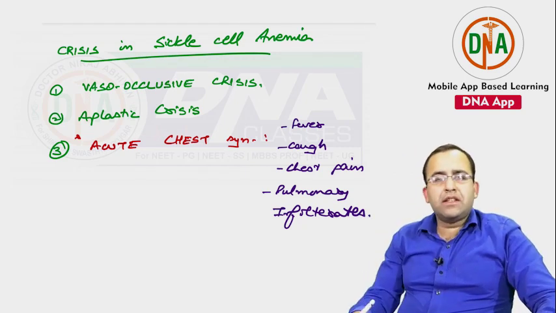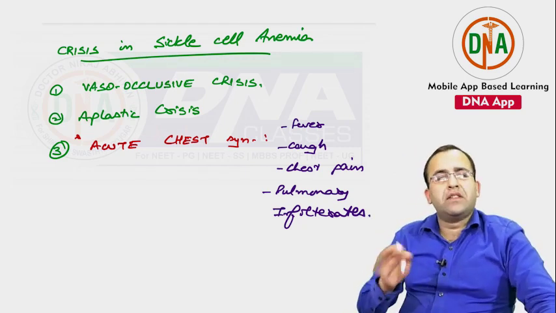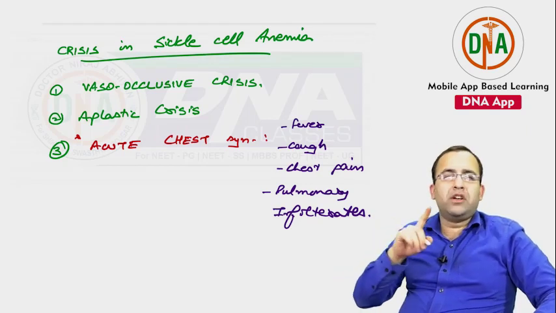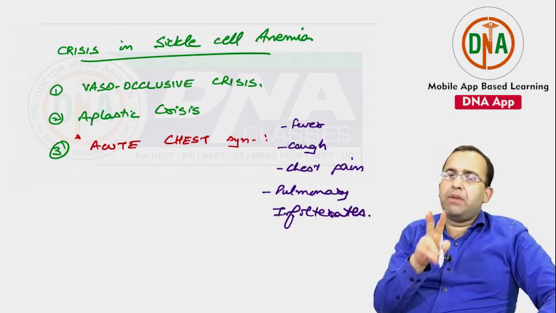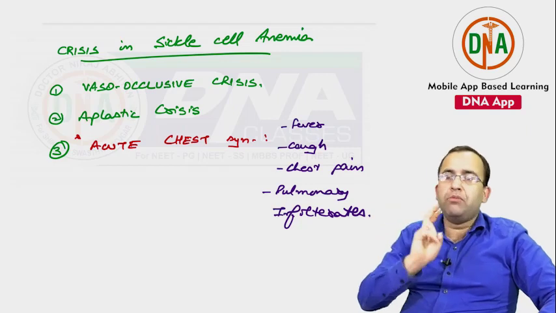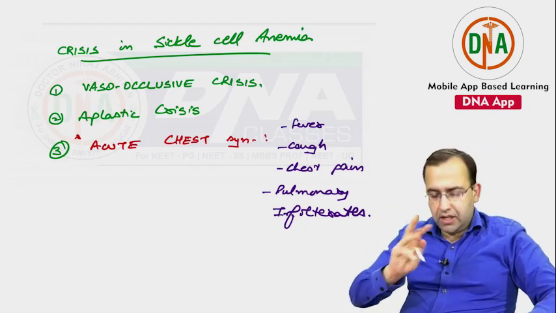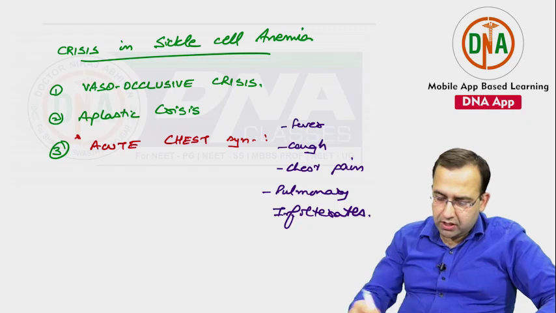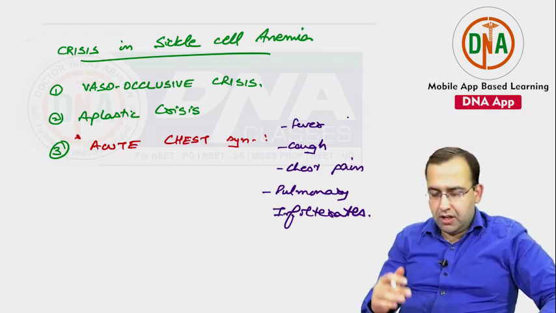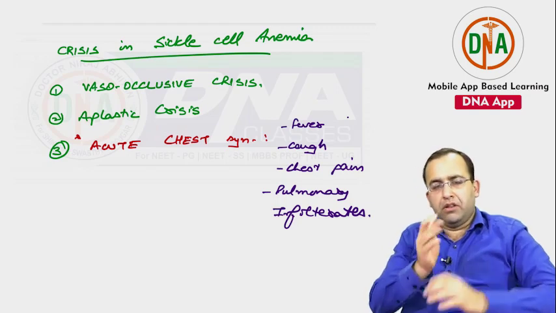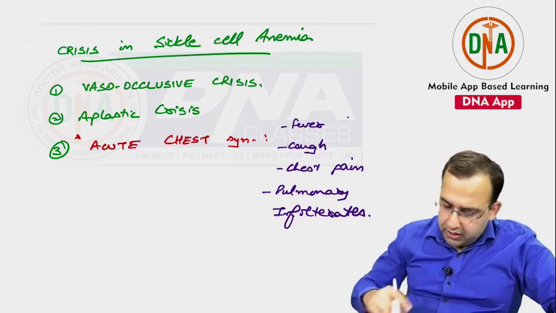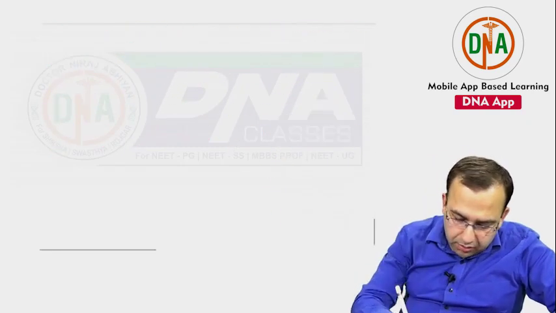So crisis in sickle cell anemia. There are 3 main crises. Vaso-occlusive crisis associated with vaso-occlusion. Aplastic crisis, parvovirus B19 infection, erythroid precursors in bone marrow. And lastly, acute chest syndrome, which is associated with fever, cough, chest pain, and pulmonary infiltrates. This is sickle cell anemia, the pathogenesis and the clinical features. Next point. This gets us to the factors.